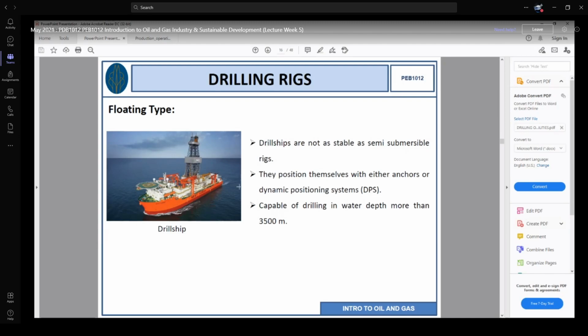We position it on the location, then we hold it there using the dynamic positioning system. Then we start drilling, and we can go until 3,500 meters of water depth. So we can use this drill ship to drill a hydrocarbon well from there.